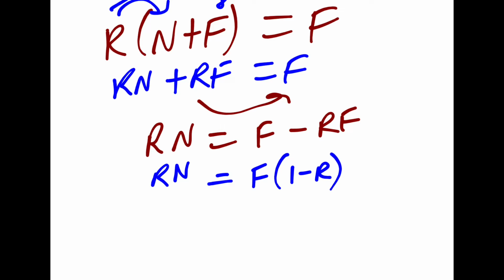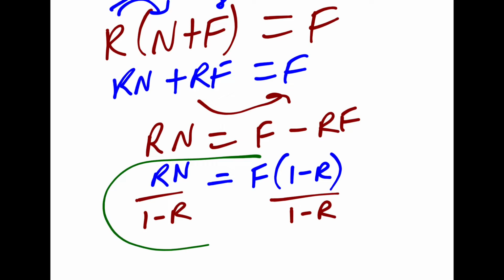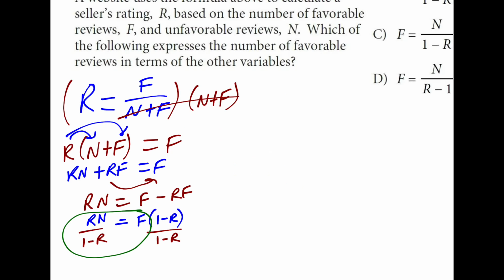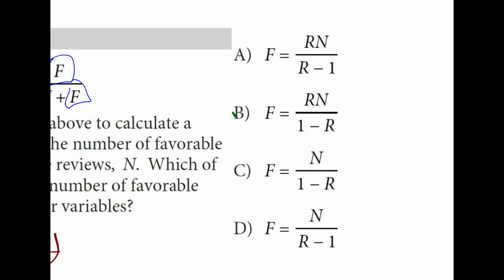This allows us to then divide both sides by 1 minus r. And you probably noticed that this is one of our answers. So the right answer here was B.